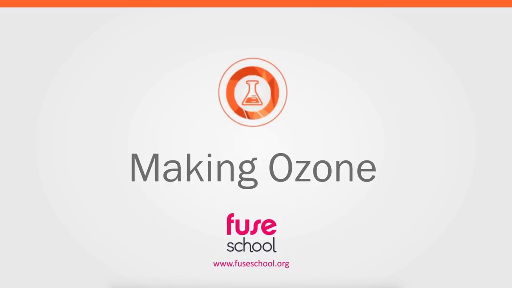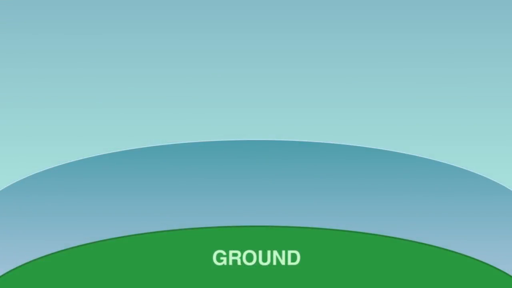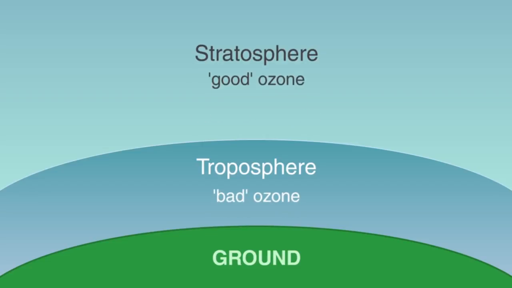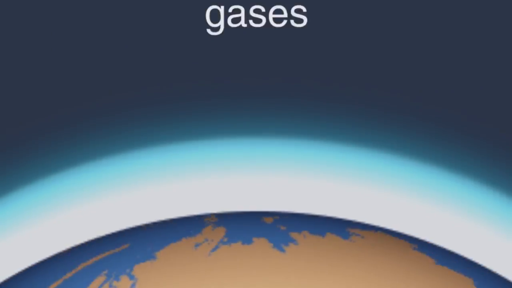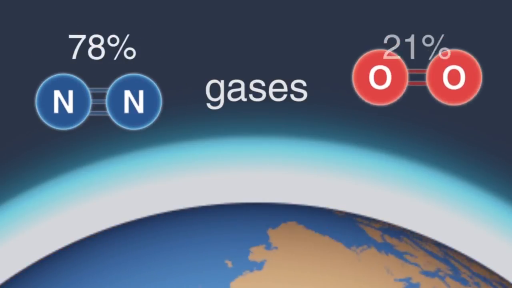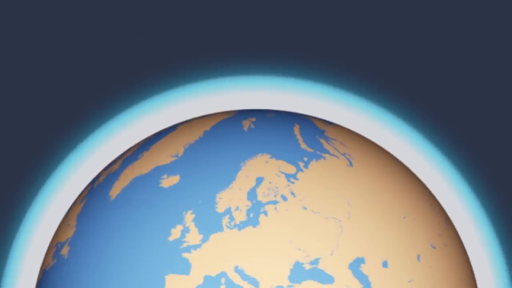In this video, we will learn about the two main layers of our atmosphere. The troposphere, full of weather and bad ozone, and above that the stratosphere, where good ozone protects us against dangerous ultraviolet light. Our atmosphere is made up of gases, mostly nitrogen and oxygen. They are held to the Earth by gravity, a sort of ocean of air.